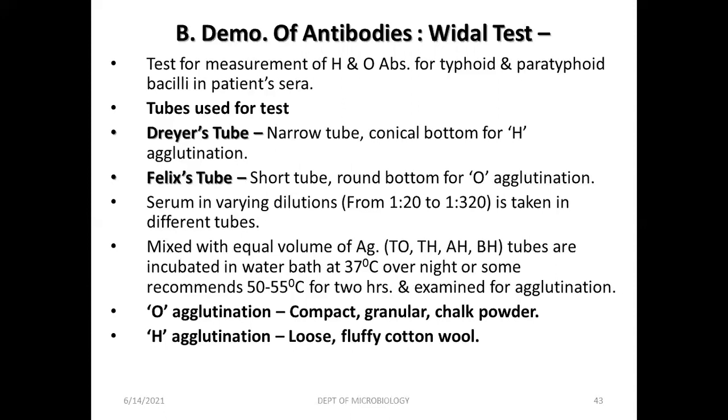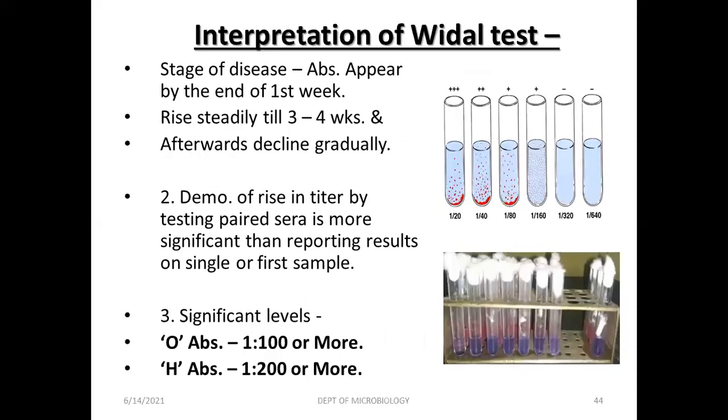for agglutination. O antigen shows compact, granular, chalk powder-like agglutination with its specific antibody. H agglutination is loose, fluffy, cotton wool type of agglutination. Interpretation depends on the stage of disease. Antibodies appear by the end of the first week, rise steadily till 3 to 4 weeks, and afterwards decline gradually.